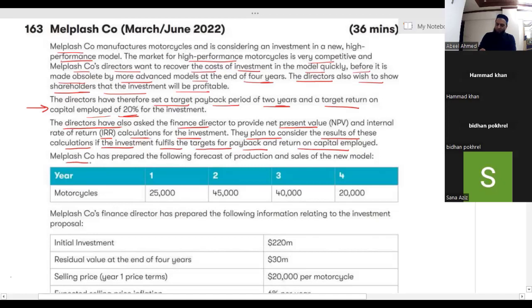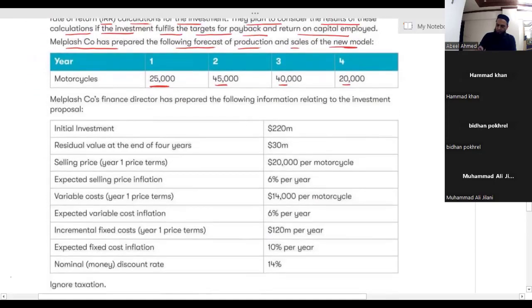Melplash company has prepared the following forecast of production and sales of the new model. Motorcycles, the volume is 25,000 in the first year. Then second year, 45, 40 and 20. Melplash Company's finance director has prepared the following information relating to the investment proposal. Initial investment is 220 million. Residual value at the end of 4 years is 30 million.